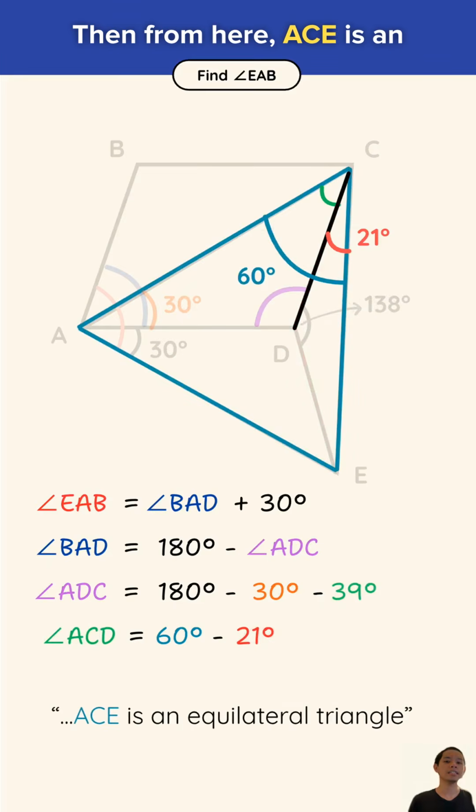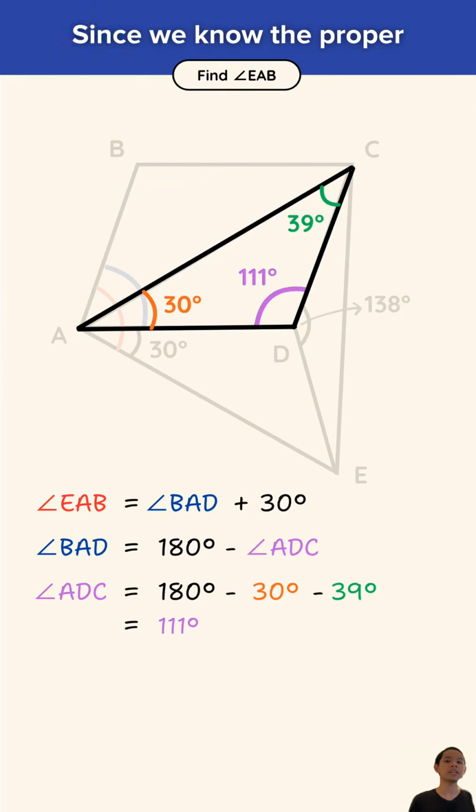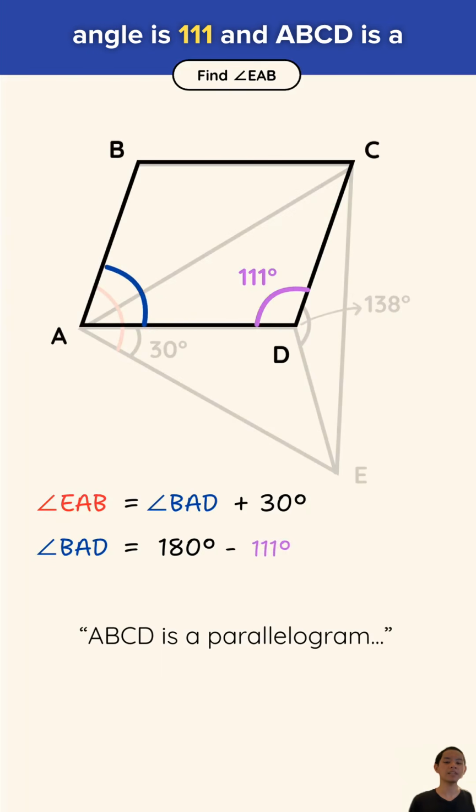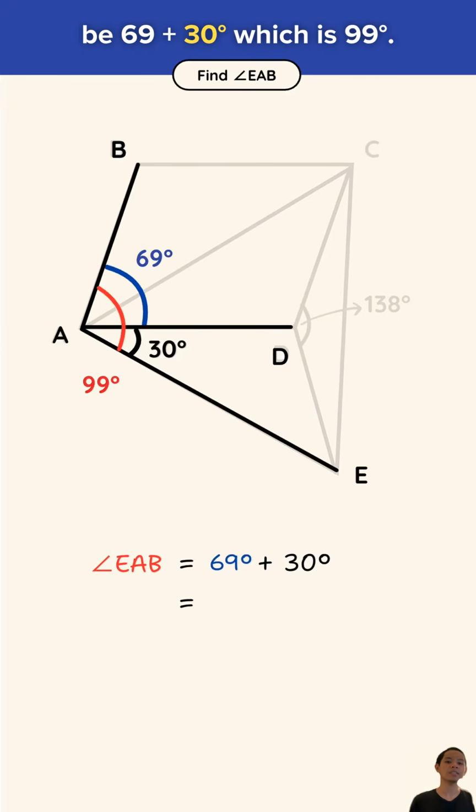Then from here, ACE is an equilateral triangle. Therefore, we can get angle ACD, which is 39 degrees. Since we know ACD is 39 degrees, then we can get ADC, which is 111 degrees. Since we know the purple angle is 111 and ABCD is a parallelogram, that means angle BAD is 69 degrees. Therefore, angle EAB will then be 69 plus 30 degrees, which is 99 degrees.